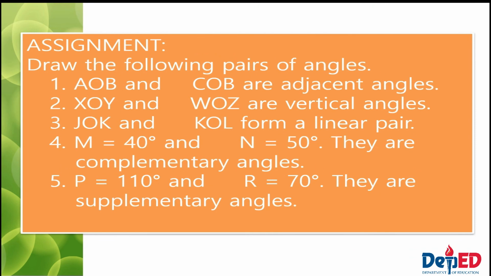For your assignment, draw the following pairs of angles. Number 1, AOB and COB are adjacent angles. Number 2, XOY and WOZ are vertical angles. Number 3, JOK and KOL form a linear pair. Number 4, M is equal to 40 degrees and N is equal to 50 degrees. They are complementary angles. Number 5, E is equal to 110 degrees and R is equal to 70 degrees, and they are supplementary angles.